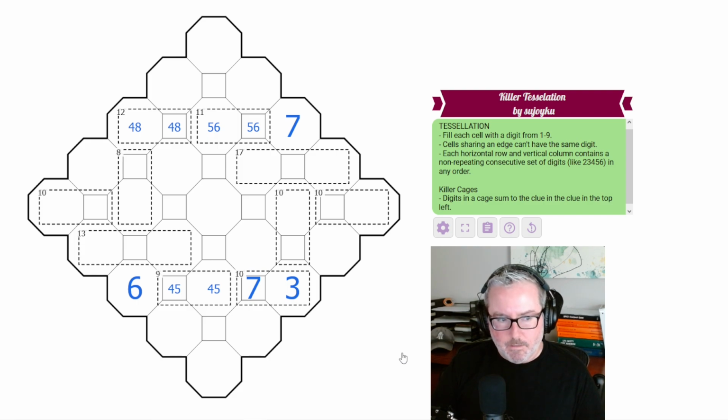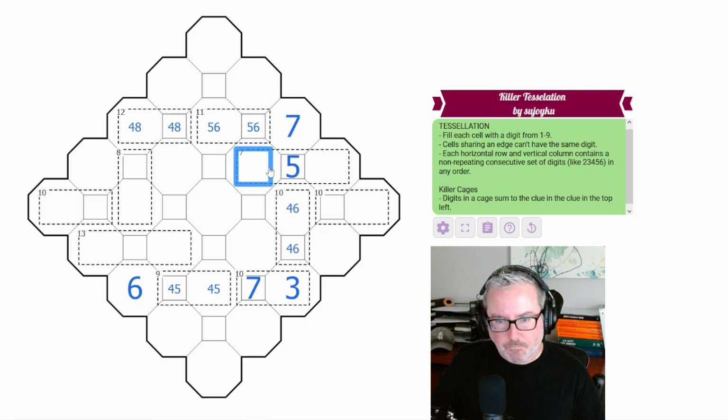What does that now give us? It means this column has a 3 and a 7. We have to have a Renban, so we have to have 4, 5, and 6. We have a 10 here. We can't put a 5 on a 10. So this is 5. This is a 4, 6 pair. Okay.